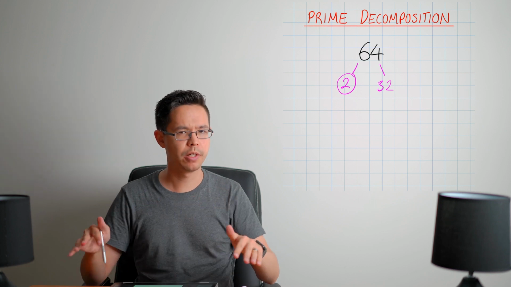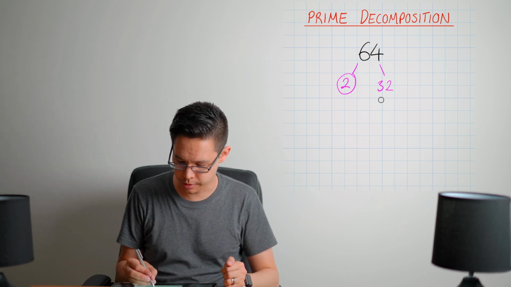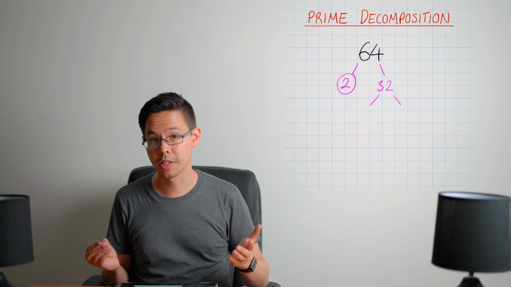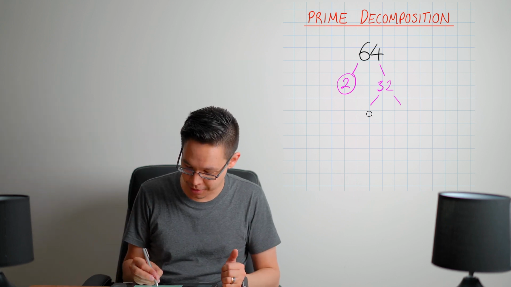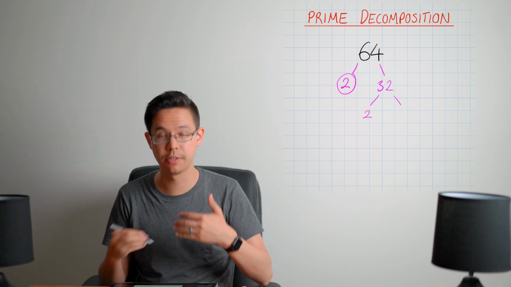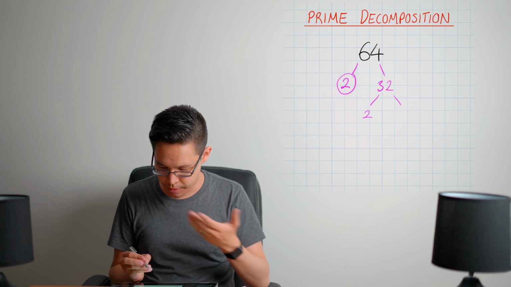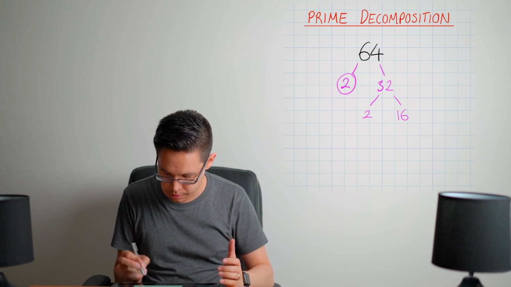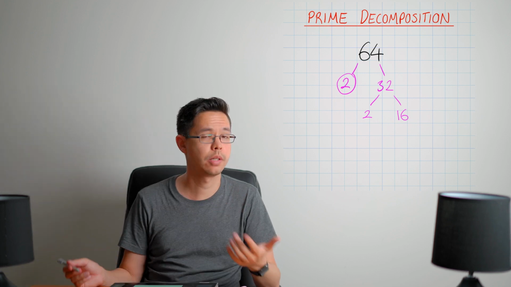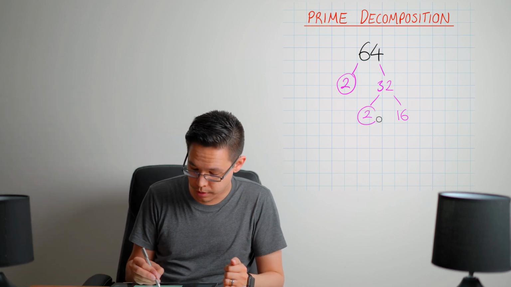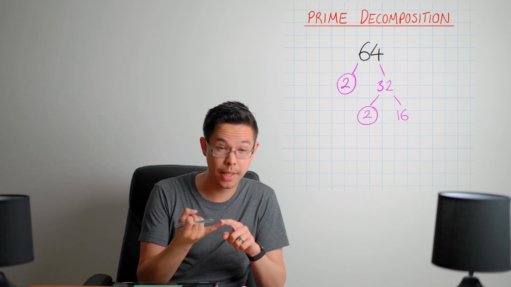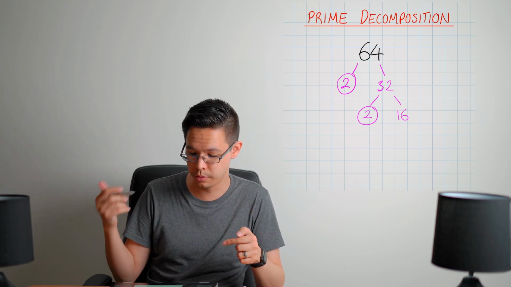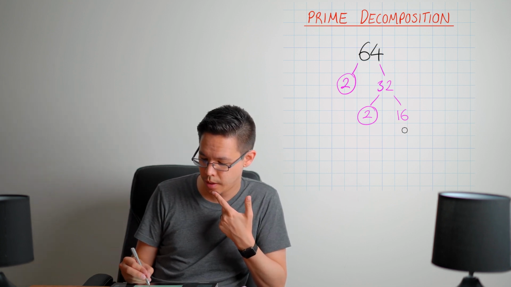32, let's see if we can break that further into more factors. Again, it's even, so I like to start there. So let's take out another 2. 2 times what gives me 32? I think 16, yep, 16 would work. And 2 is also prime. Remember, a prime can only be divided by itself or the number 1, so 2 fits that description.